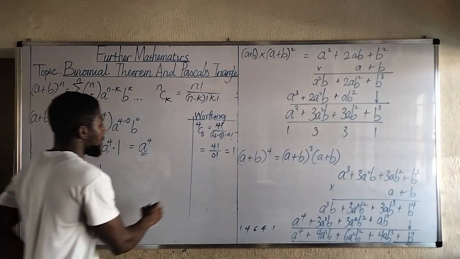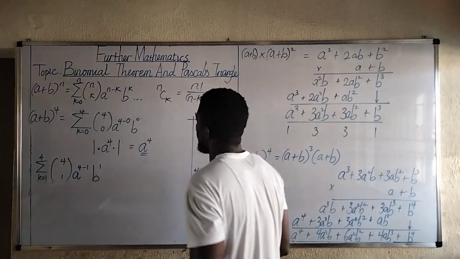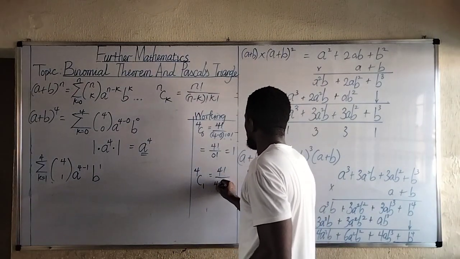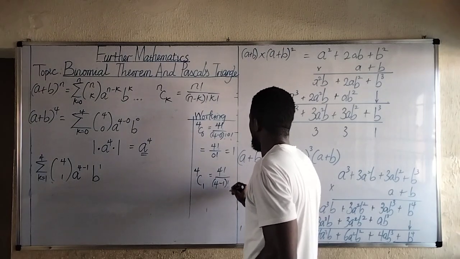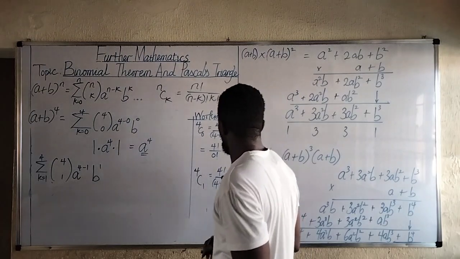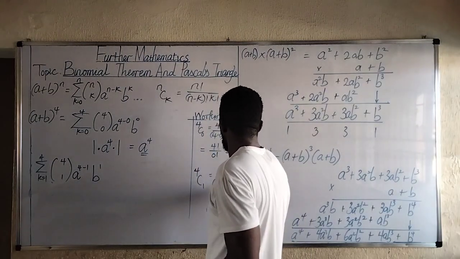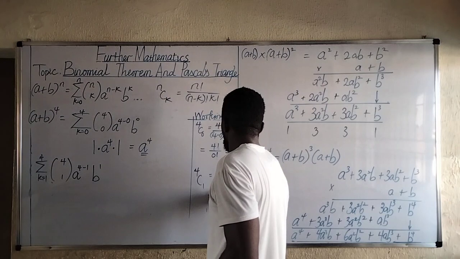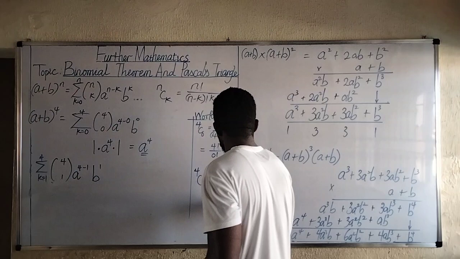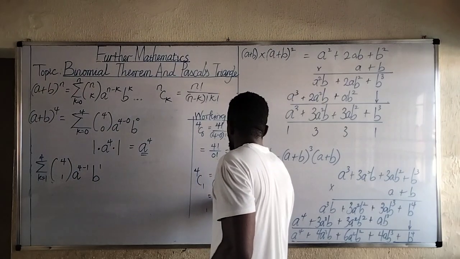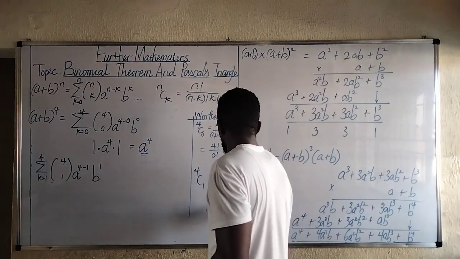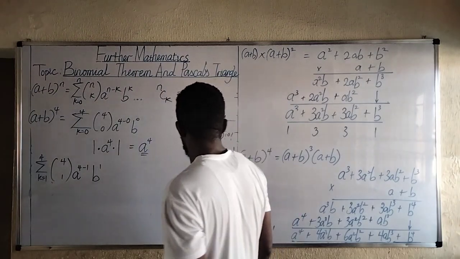Alright, let's get our 4 combination 1 here. 4 combination 1 will give us 4 factorial over (4 minus 1) all in factorial and 1 factorial. So at this juncture, I'm going to have 4 times 3 factorial over (4 minus 3) 3 factorial, times 1 is still 3 factorial. So this cancels. I have what? My coefficient here to be 4.